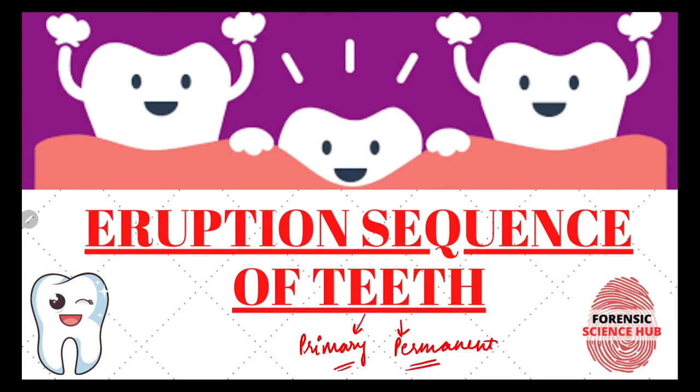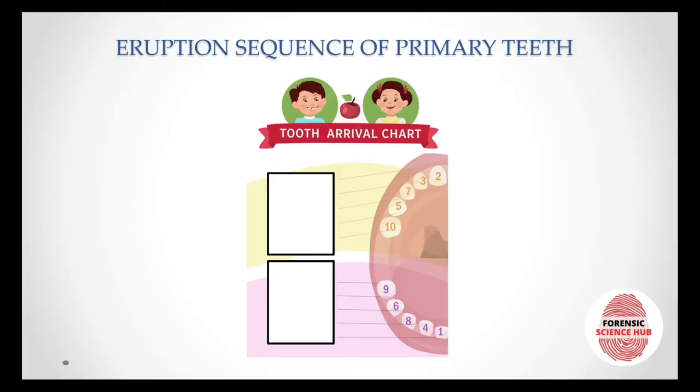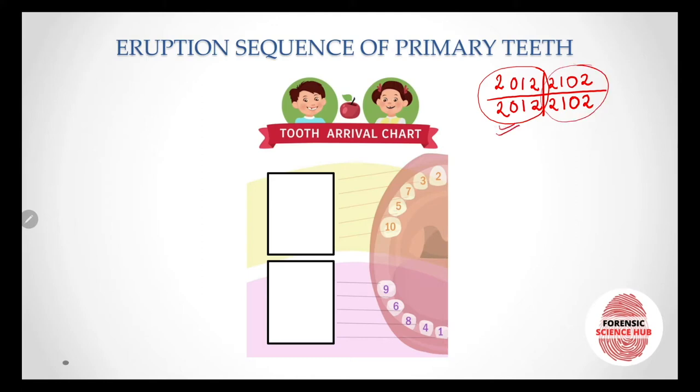So let's get started. First, let's talk about the eruption sequence of primary teeth. So we all know the dental formula for primary teeth. It is 2102. Similarly, 2102 for this quadrant, 2102 for this quadrant, and 2102 for this quadrant. So we will be discussing just about these two quadrants, because the eruption sequence is exactly the same for the other quadrants also. So let's discuss this one. This is drawn over here, right?